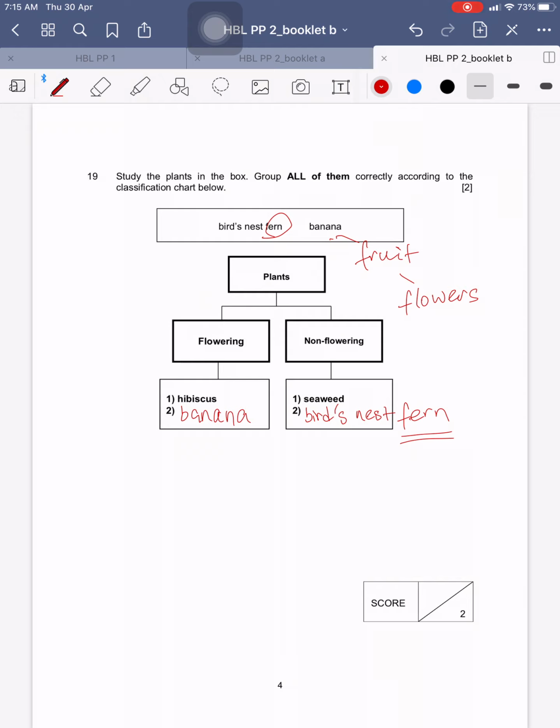Okay, now what about seaweed? Now some of you are wondering, is seaweed a plant? Well, seaweed is not a plant. It's also not fungi. Let me erase this. Now seaweed is very interesting. It's actually an algae, which is not in the syllabus. So just take note that seaweed is non-flowering. All right, it's actually an algae. Okay.